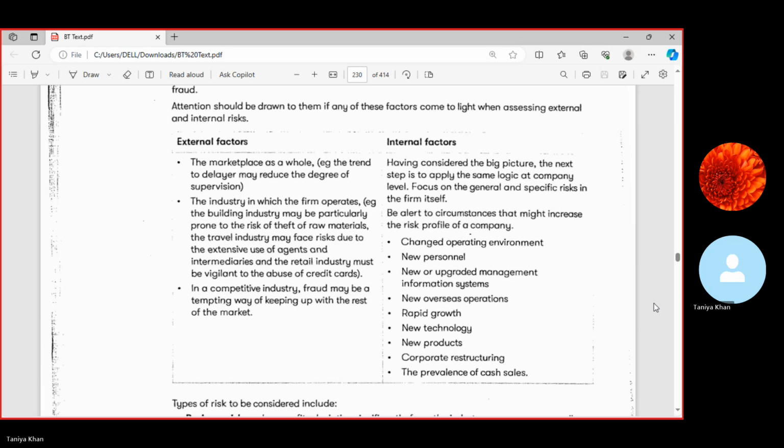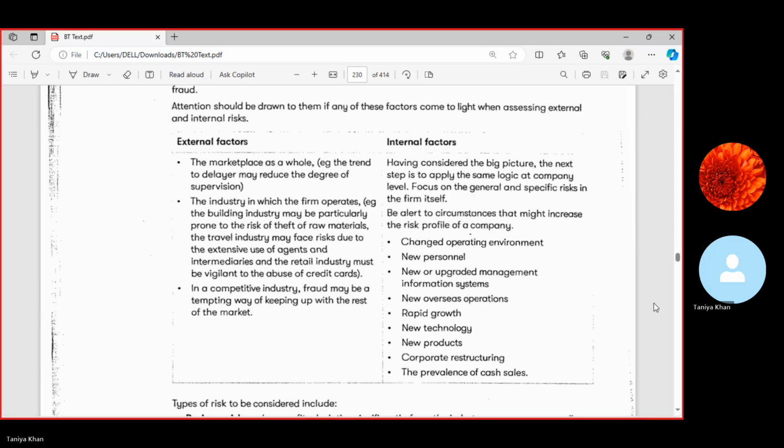Now, in between, suppose we are removing the senior managers, that means we are delayering, reducing the layers. So when the senior manager is removed, definitely the degree of supervision will also decrease. That will motivate the employees to commit fraud because they are not properly supervised.